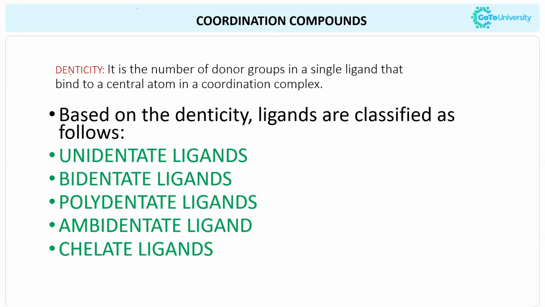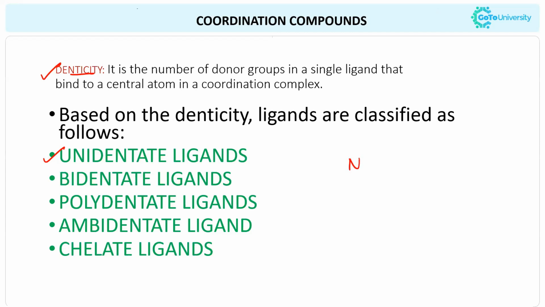Next thing is the denticity. This is also important. Denticity means, in a particular ligand, we have to know how many donor atoms are there, meaning how many electrons can be donated from a particular ligand. That is called denticity. Some of the ligands have only one donor atom, so they can be called unidentate ligands.